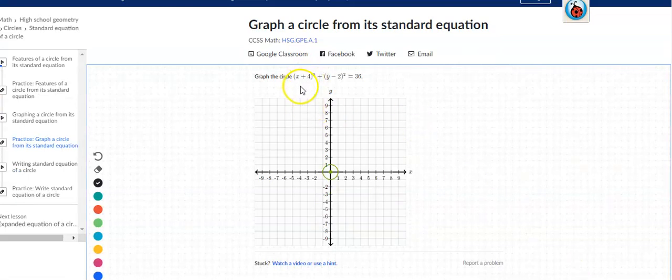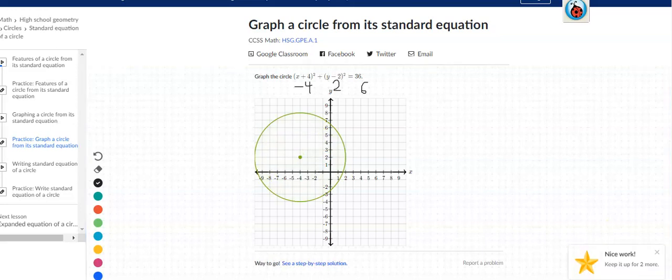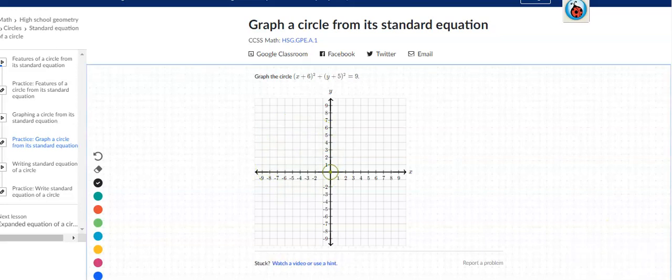Okay, next one again, I change the sign. So this is going to be negative 4 and positive 2. And radius again is 6. So I grab it, move to negative 4, positive 2. Radius of 6. Alright, and this one is negative 6, negative 5, radius of 3 this time.